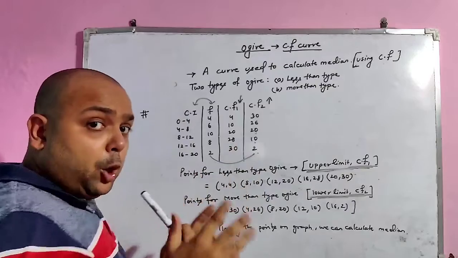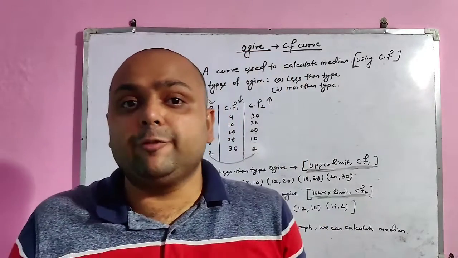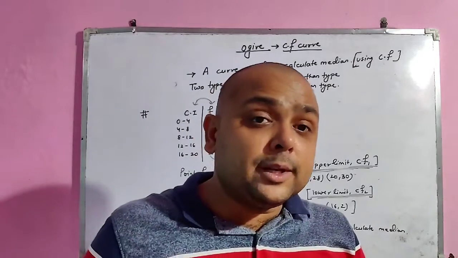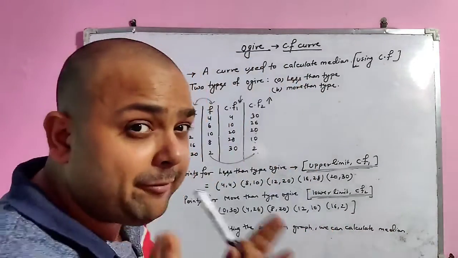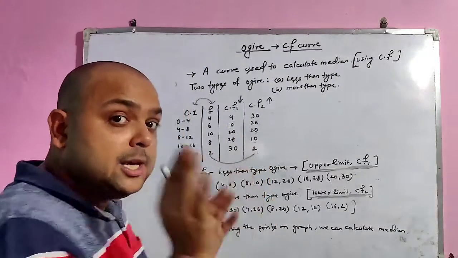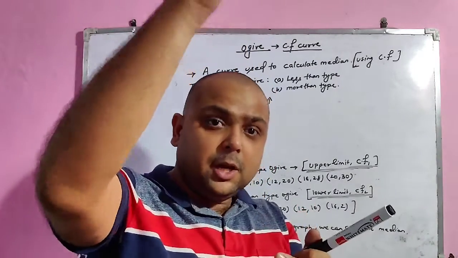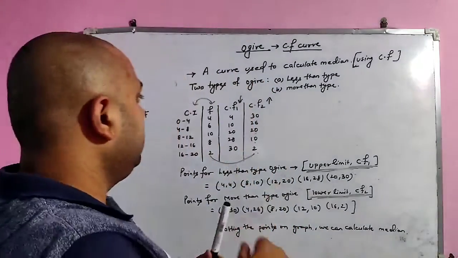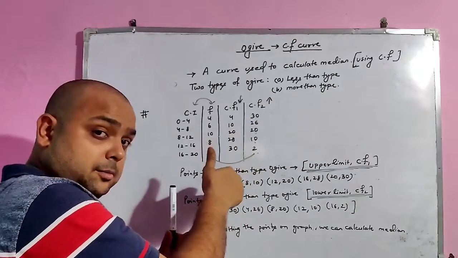So I hope all of you understand CF1 and CF2. Now what is the use of CF1 and CF2 here? It helps us to calculate the points. How can we calculate the points to be plotted on the graph? Please see carefully. CF1 means summing up the frequency from the first term upwards. Now in this, summing up the frequency from the down term, this is the last term.